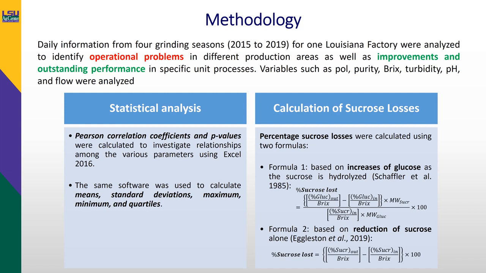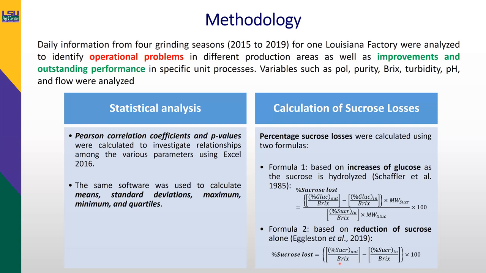We analyzed different variables such as pol, purity, brix, flow rates, among others. We used statistical analysis: Pearson correlation coefficients, p-values, and normal statistical analysis that includes means, standard deviation, and maximum and minimum values. We also estimated sucrose losses across the factory in some specific areas, using the two formulas you can see here, one based on the increase of glucose and the other based on the reduction of sucrose.